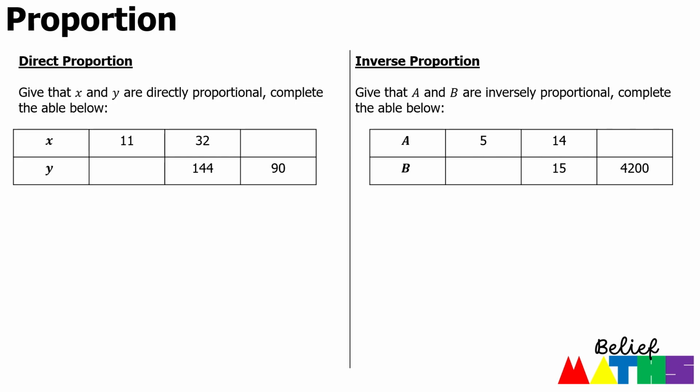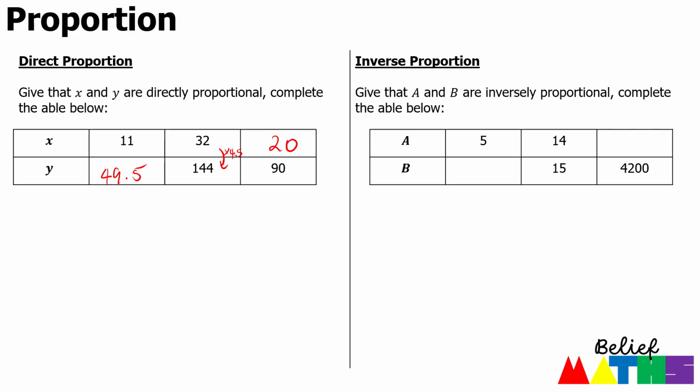Again, just a reminder of your proportion tables. Direct proportion just means you've got a common scale factor. So 144 divided by 32 tells us that the scale factor here is 9 over 2 or 4.5. And then we can just do 11 times 4.5 to give us 49.5 on the left, and 90 divided by 4.5, which gives us 20.